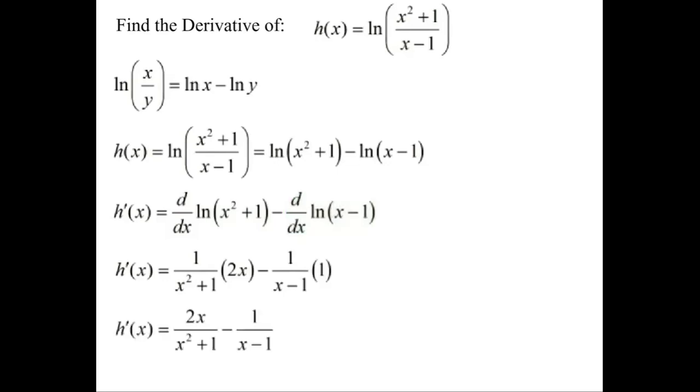Simplifying the expression, we have that the final derivative is equal to the quantity 2x over x squared plus 1 minus the quantity 1 over x minus 1. The expression can be left as it is. But if you are not convinced that this is the same answer we got using a different method, I recommend that you algebraically manipulate the expression by using a common denominator. You will discover that you end up with the same answer.